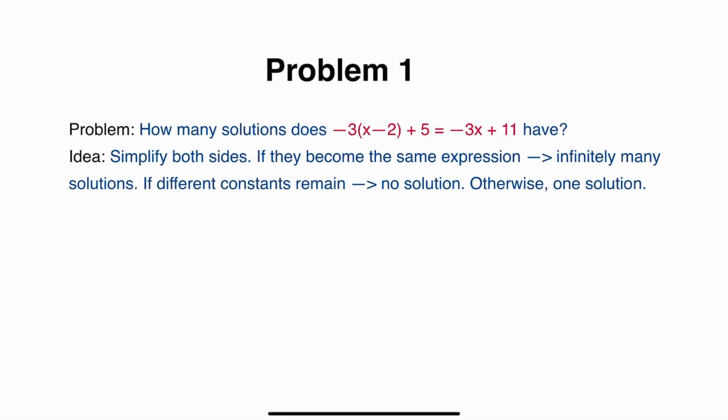Welcome back. Today we're solving problem 1. How many solutions does negative 3 times the quantity x minus 2 plus 5 equals negative 3x plus 11 have?